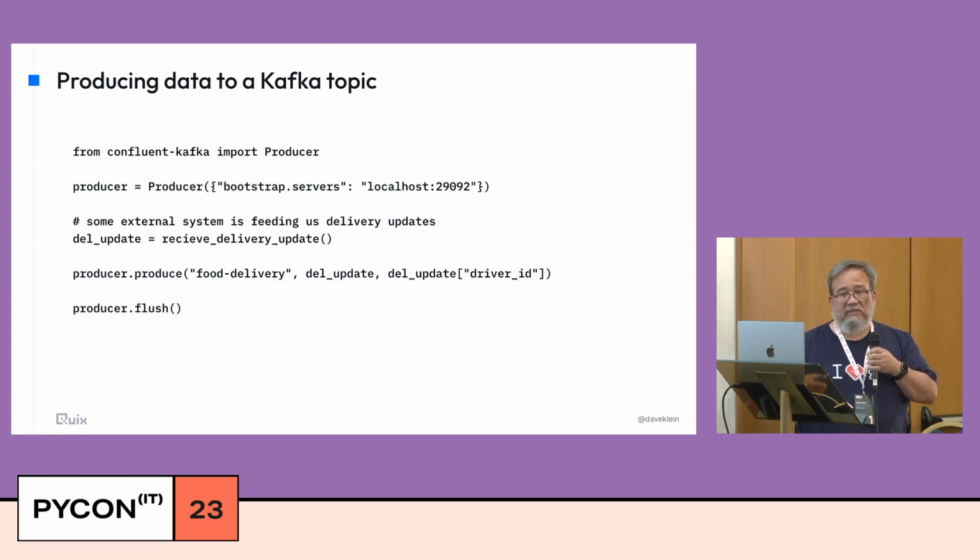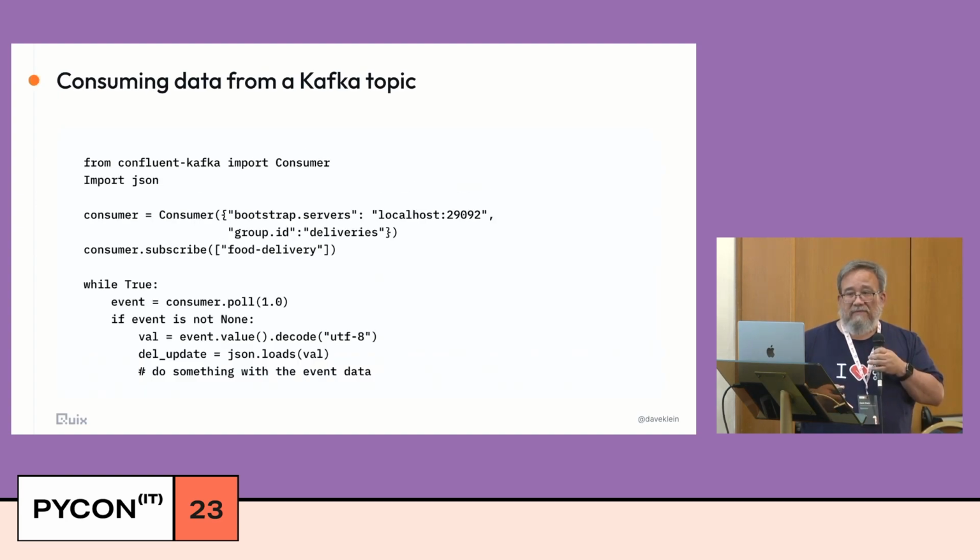And then producer.flush just makes sure that it's all really completed and acknowledgments received. Normally you call flush after a series of produce calls, but I just want to show it here on the slide. Consuming is very similar.